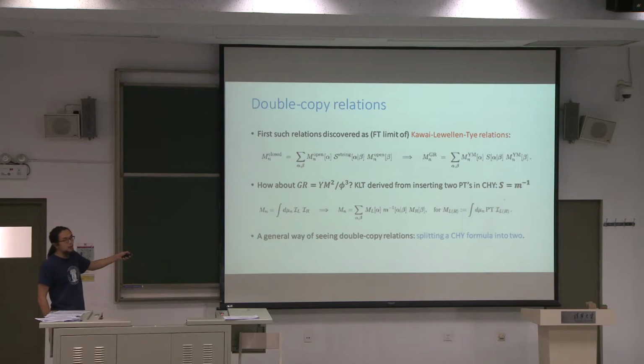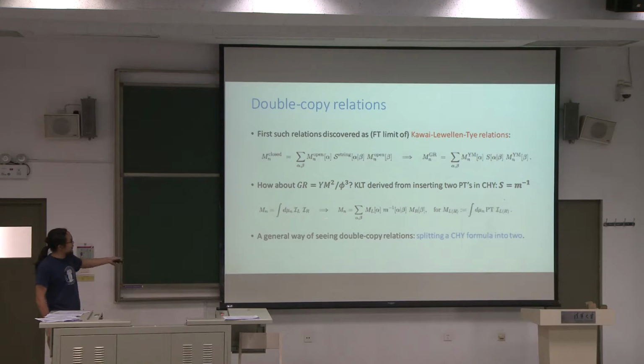So the first such double copy relations actually come from the field theory limit of this famous KLT relations, which is originally for the relation between closed string and open string amplitude. And you take the field theory limit, you get the gravity amplitude is actually two copies of Yang-Mills amplitude with some function of Mandelstam in between.